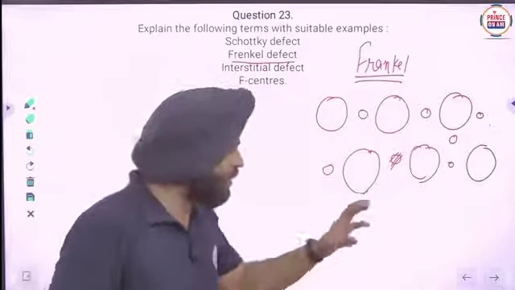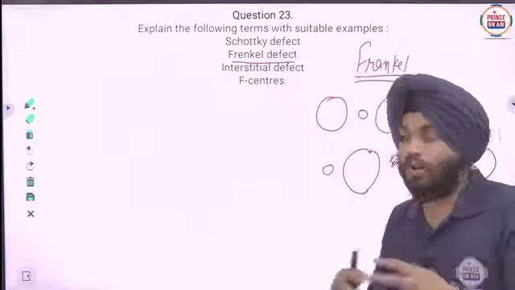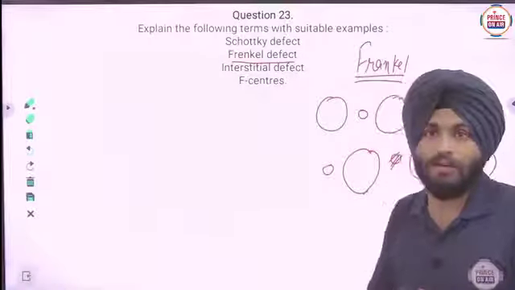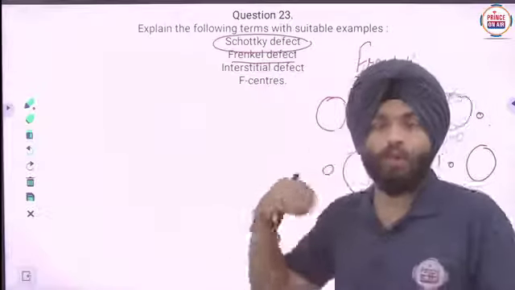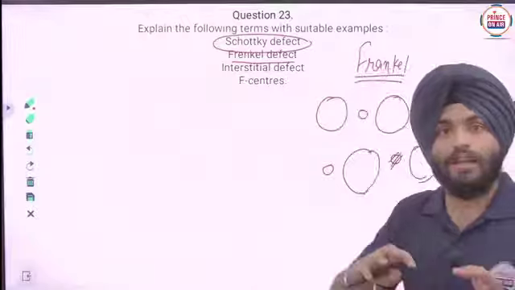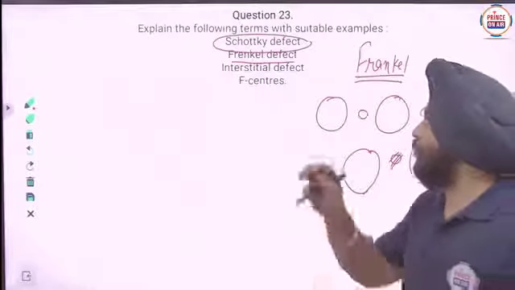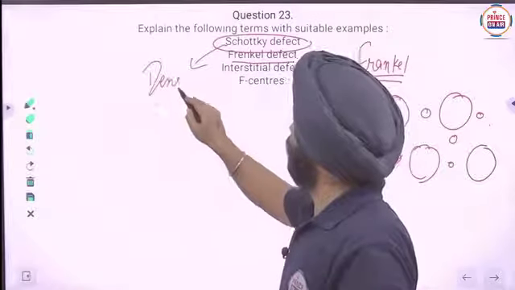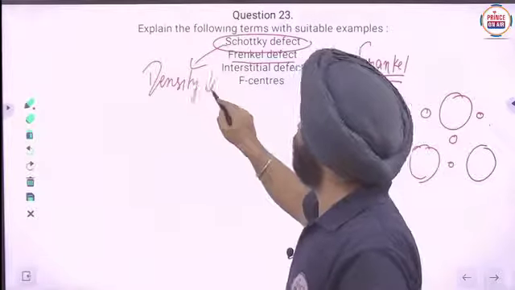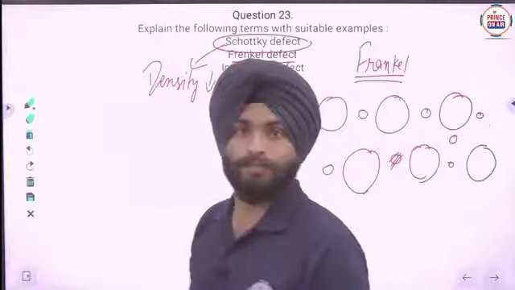In this case there is no change in density. But in case of Schottky, two or more ions are evacuated from there and a hole or vacancy is created. So in that case density will decrease. Density will decrease here, and in Frenkel no density will change. Clear?